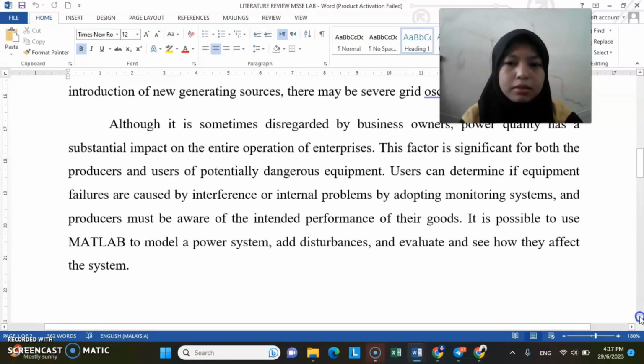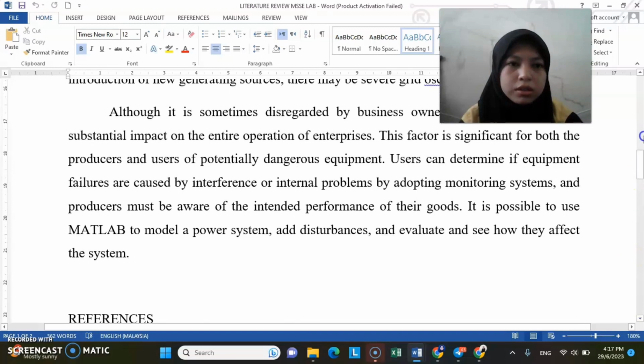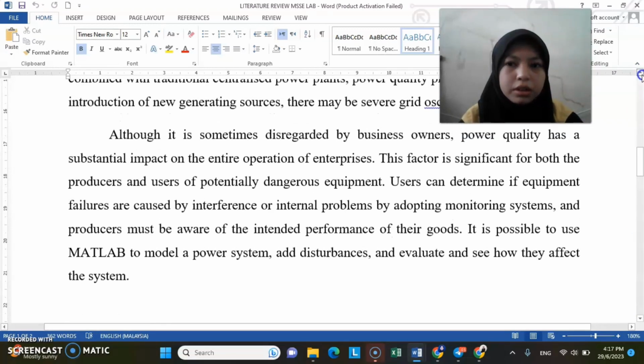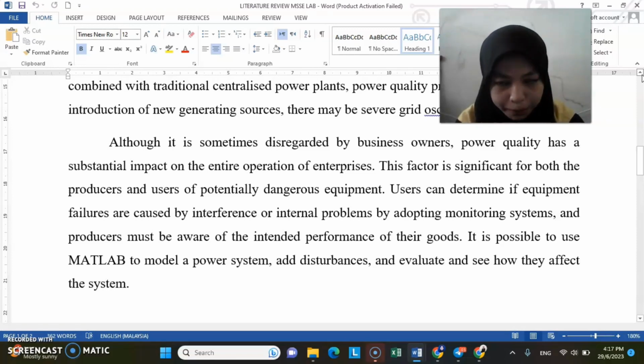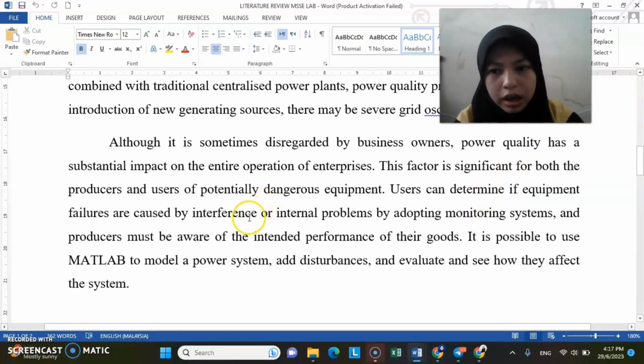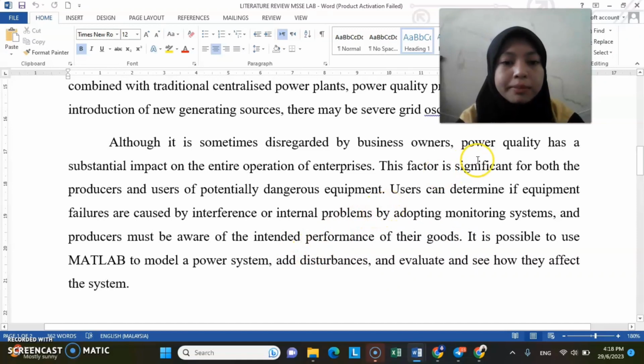Also, it's sometimes regarded by business owners. Power quality has a substantial impact on the entire operation of an enterprise. This factor is significant for both the producer and user of potentially dangerous equipment. Users can determine if equipment failures are caused by interference or an internal problem by adopting a monitoring system, and producers must be aware of the intended performance of their code and their goods. It is possible to use MATLAB to model a power system under disturbance and evaluate how they affect the system. Alright, that's all for me.